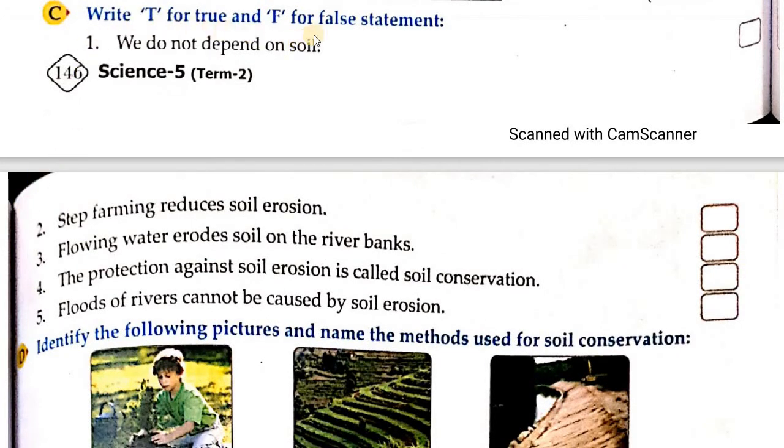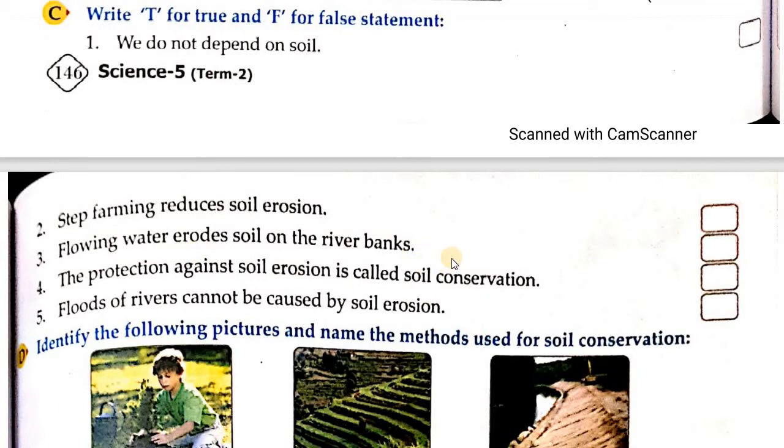Write T for true and F for false statements. We do not depend on soil. True or false? Definitely false. We depend indirectly on soil. Number 2. Step farming reduces soil erosion. Yes, true. Of course. Number 3. Flowing water erodes soil on the river banks.